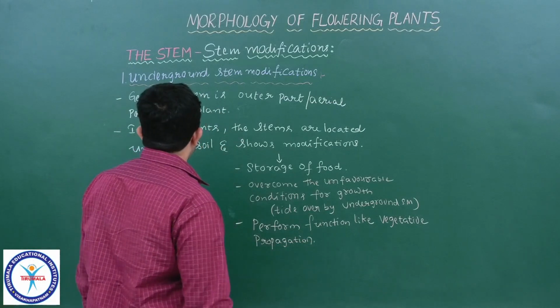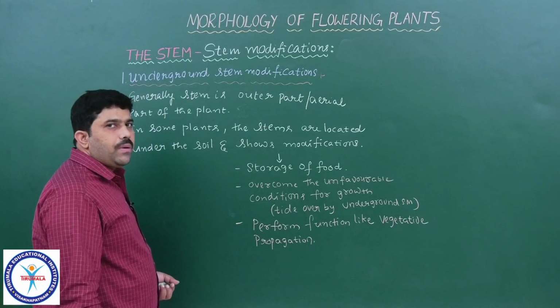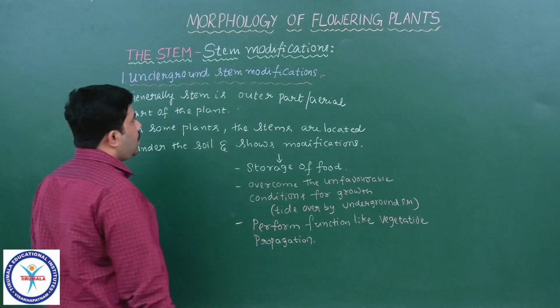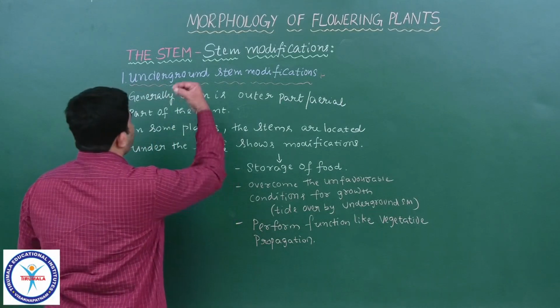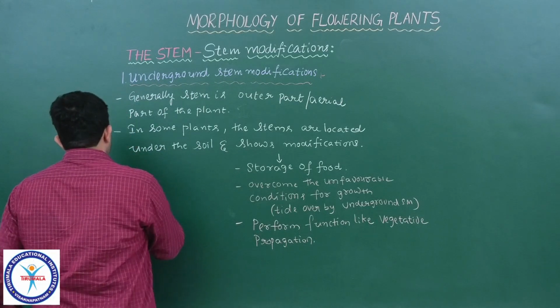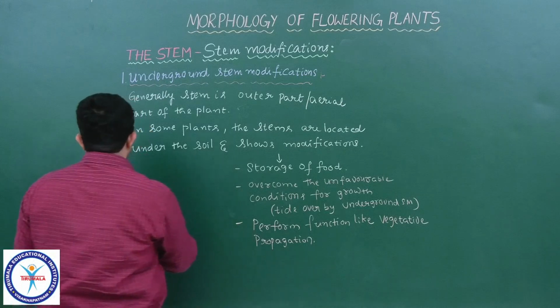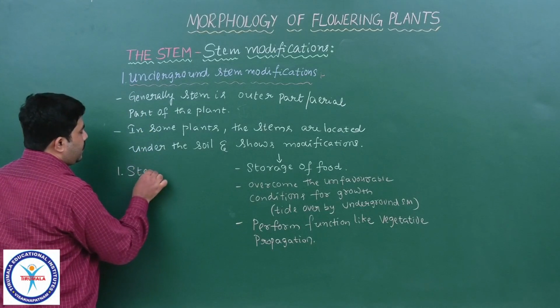Now you got the point. So all these are the different activities performed by the underground stem modifications. Now we discuss the different types of underground stem modifications given here. In that, the first one is stem tuber. What is it? Stem tuber.